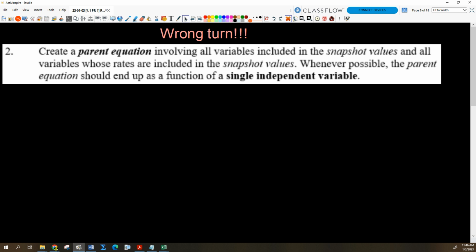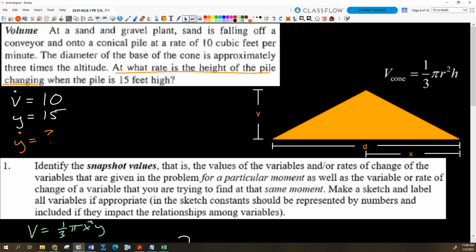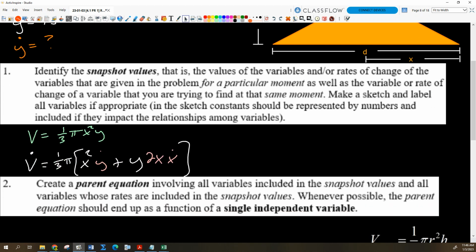Could we have done this a little more easily? What's making this difficult? All the different variables, right? What makes this difficult is the same issue we ran into last time. I've got volume as a function of x and y. I'm really only ever asked about y. I'm given information about y and asked about y dot. So wouldn't it be more convenient if I could write volume as a function of just y? Is there a way I can do that?